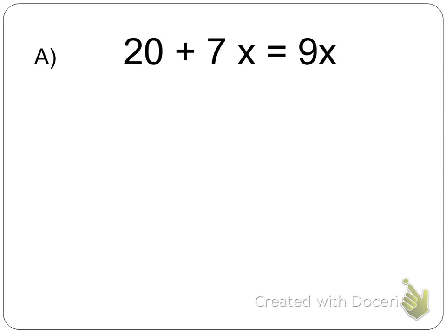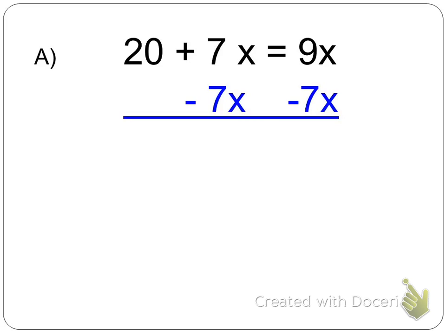So, part A, we have 20 plus 7x equals 9x. I always say pick on the little guy, okay? So which one's smaller? 7x. So we are going to move this entire term to the right side of the equal sign. The way we do that is to subtract it. Now, you subtract like terms. And you subtract it one time from each side of the equal sign.